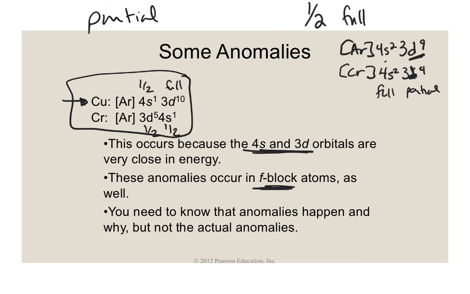You need to know that anomalies happen and you need to know why they happen, but you don't actually have to know the anomalies themselves. So no one's ever going to ask you to memorize which ones are anomalies. On the AP exam, they might give you an example where something is half full and ask you why it is, but they won't ever ask you what is the electron configuration for copper.